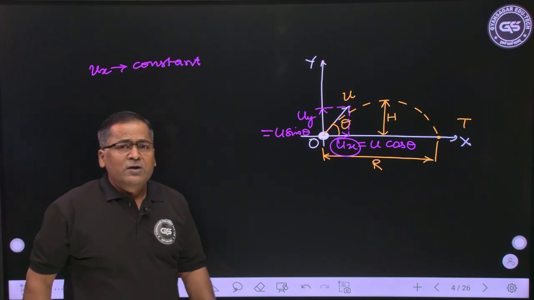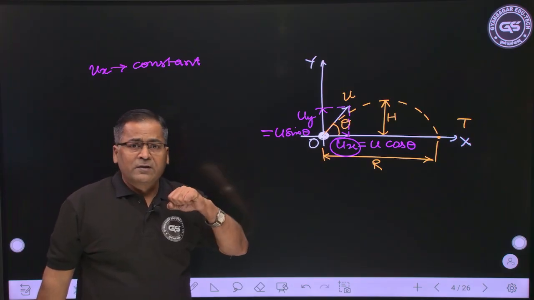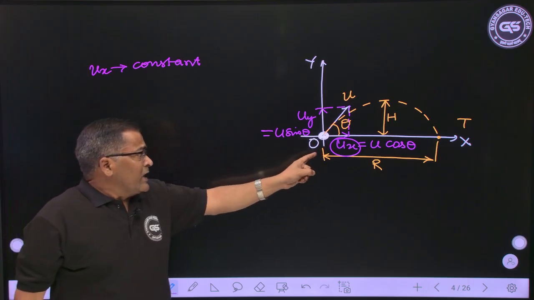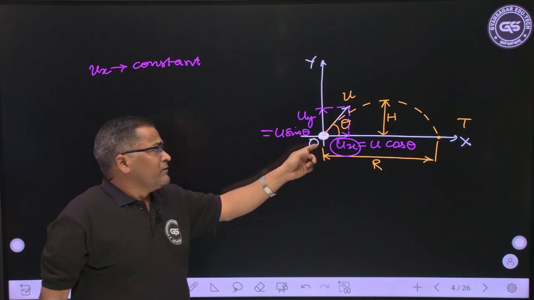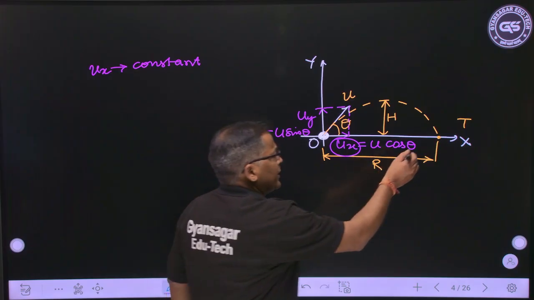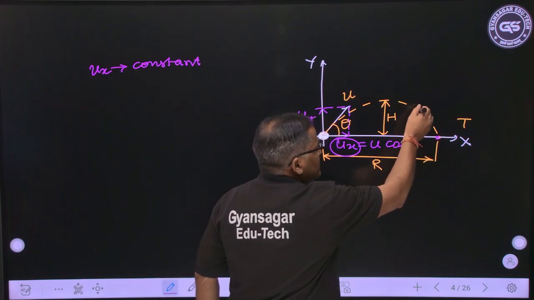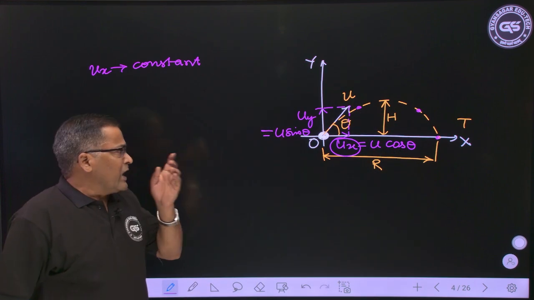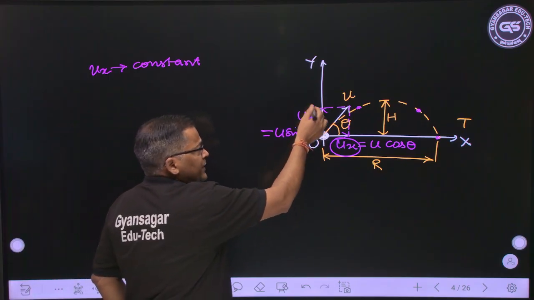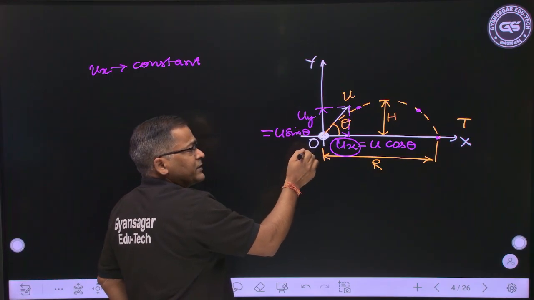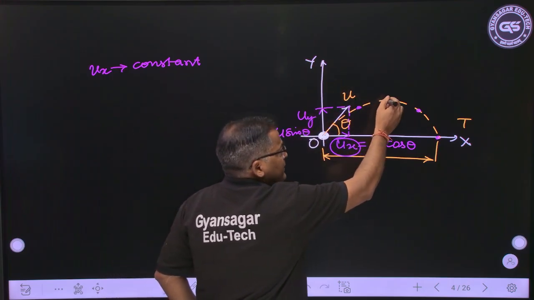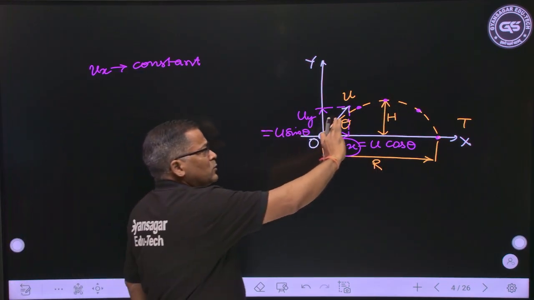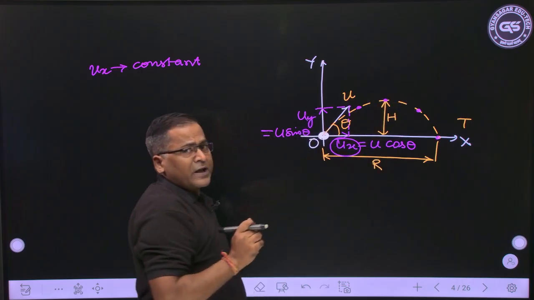Because we are neglecting air resistance here, we are assuming that the body is traveling in vacuum. So whatever initial value of this velocity is there, it will remain just like that at this point also. However, this component keeps on decreasing as we go higher, and once we reach this point, uy becomes 0. Once we go beyond that point, it starts increasing again.